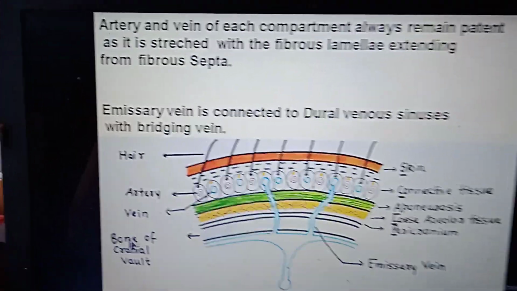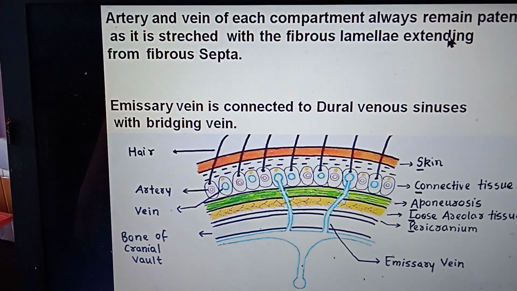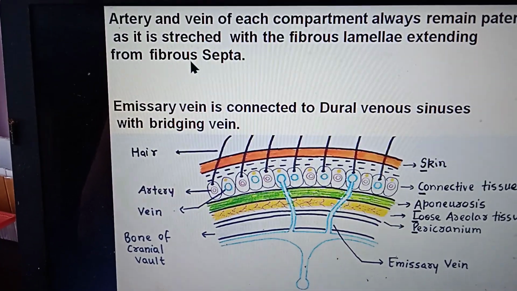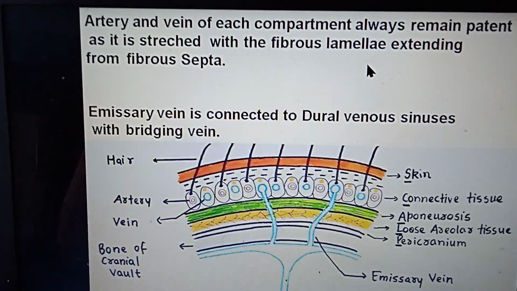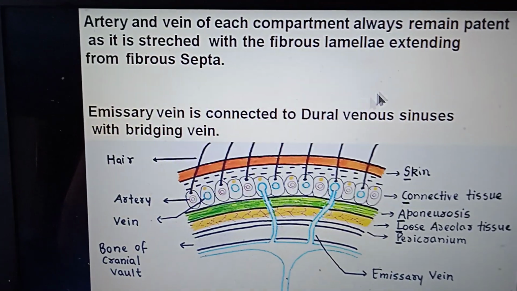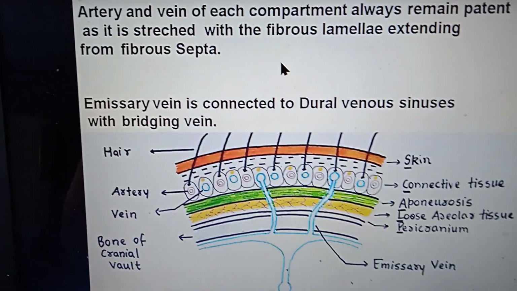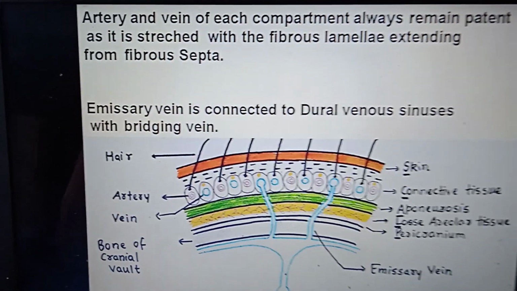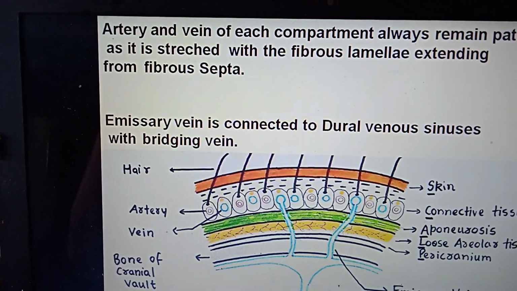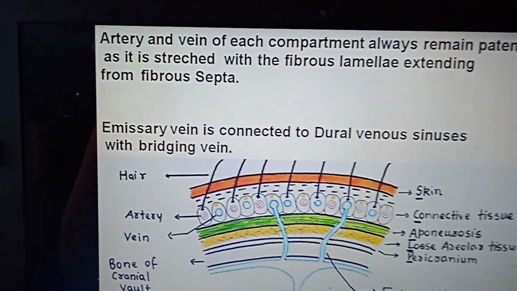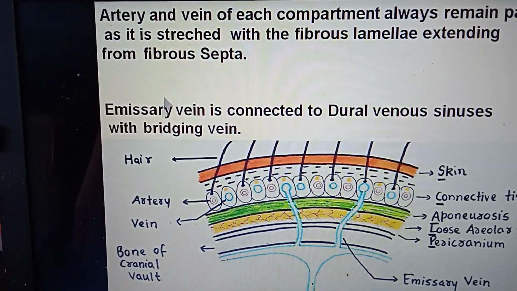Now the artery and vein of each compartment always remain patent, as they are stressed with the fibrous lamella extending from the fibrous septa. So it bleeds profusely when injured. So how can we stop the bleeding? By just giving pressure over the skin, so that the first layer will oppose the third layer and compress the second layer. Because its artery and vein always remain patent due to the fibrous lamella.